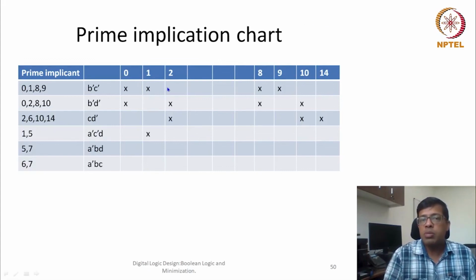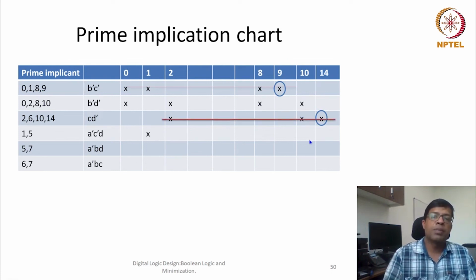The process would still be the same. Looking at the chart, we first look for which particular min term is covered by only one prime implicant. 0 is covered by 2 prime implicants, 1 is also covered by 2 prime implicants. If we see, 9 and 14 are the two min terms which are covered by only one prime implicant. So we can choose those prime implicants as essential prime implicants.